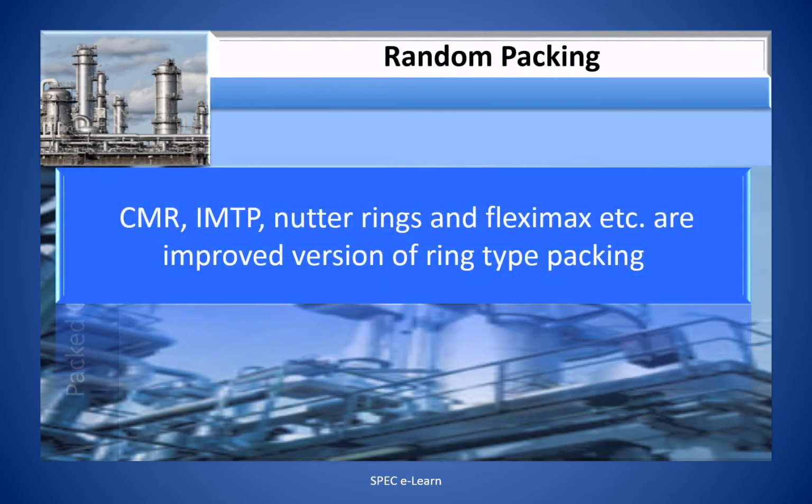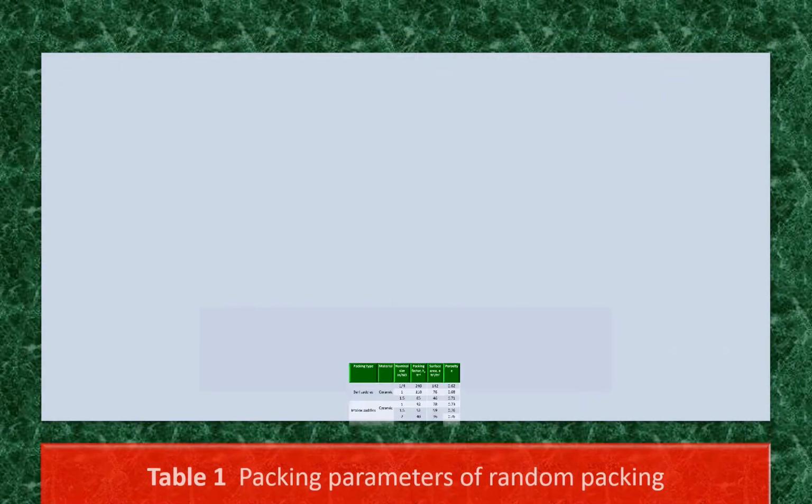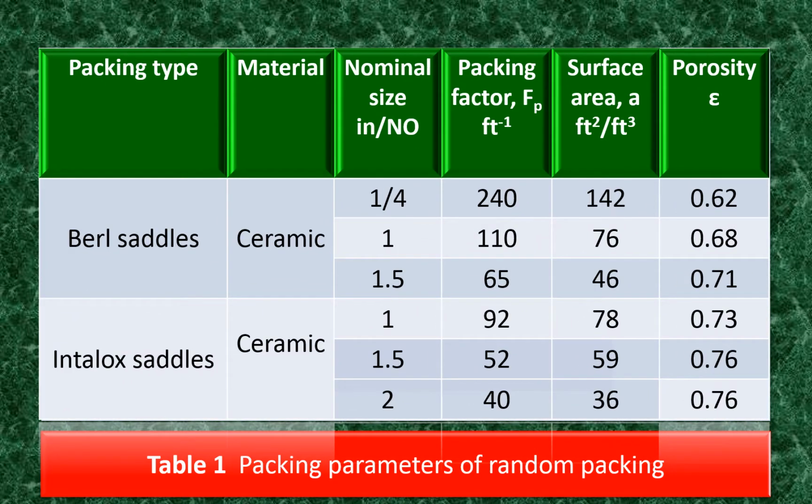CMR, IMTP, Nutter rings and Fleximax etc. are improved versions of ring type packing. They all have larger surface area and improved distribution of liquid compared to Pall ring. This table presents the characteristics of saddle type random packings. Packing data presented include the material of construction of the packing, the size of packing, packing factor, surface area per unit volume of packing, and porosity. We discussed these characteristics in detail in part 1 of this video course. Note, Intalox saddles have superior characteristics in terms of surface area and packing factor as compared with similar sized Berl saddles.